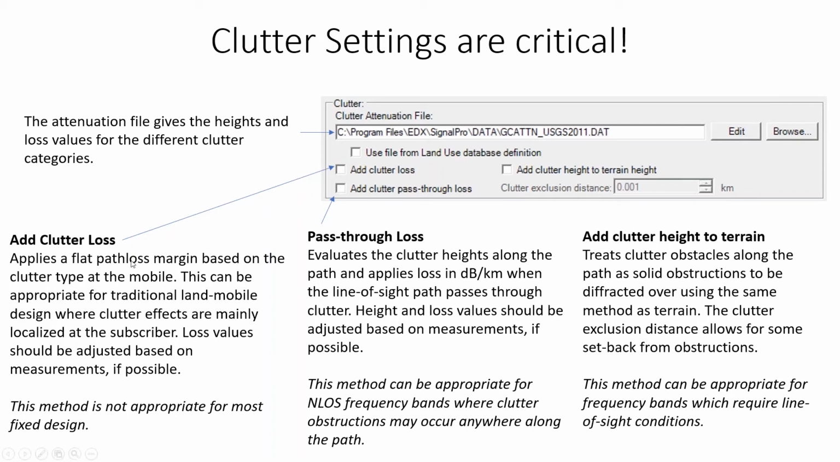Then one of these three switches can be switched on to apply clutter loss to the model. And the add clutter loss switch, a lot of times people will just reflexively turn that on. But the thing to understand about that add clutter loss is that it only looks at the clutter at the receive unit location, compared to the pass-through loss and the add clutter height to terrain height methods, which look at clutter along the entire length of the path. And so what do I mean by that?